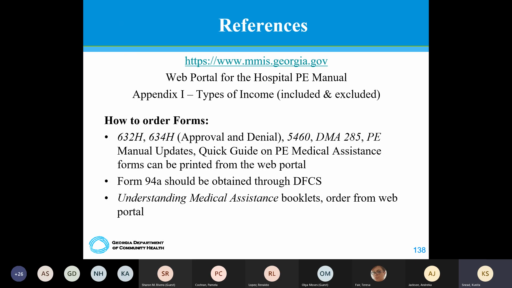And this policy manual is updated every quarter. So we have a new quarter coming up for October 1st, so it will be updated for October. Anything that we update in the manual will be in the front of the manual to give you a change log of what was actually updated.